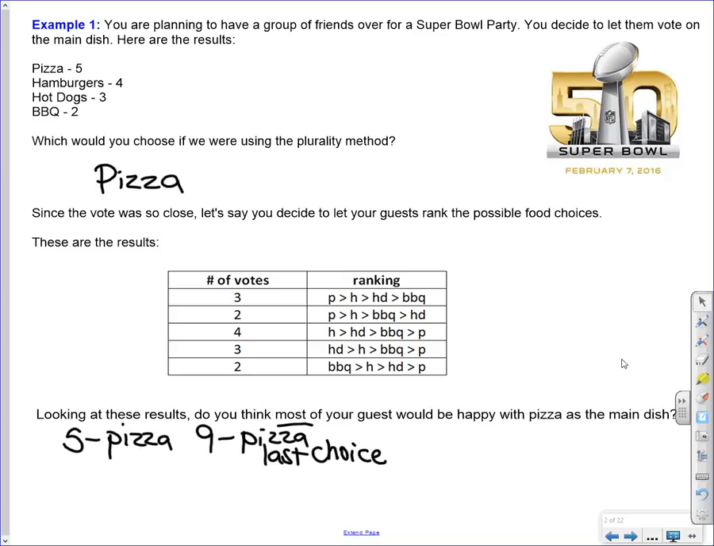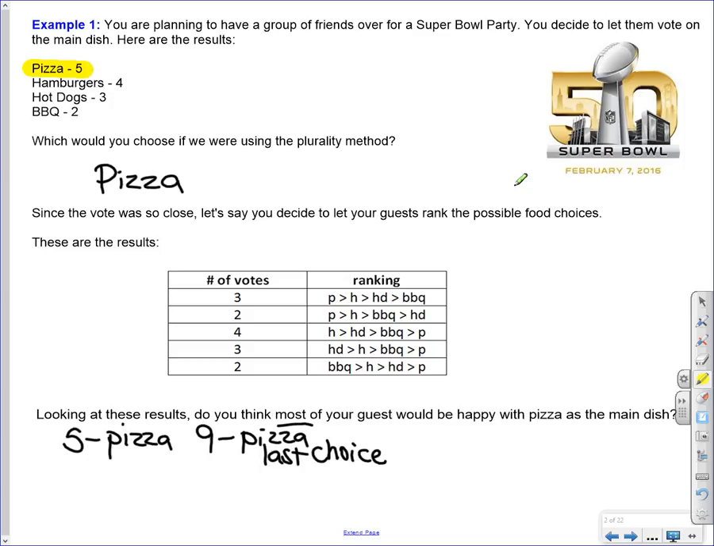Well, we see that, of course, pizza has 5 votes, right? So they would have the plurality of votes, so they are the winner. But you might notice that, yeah, pizza does have 5 votes, but a lot of people voted for something else, right? So it looks like 5 people are going to be happy with pizza, but I wonder if these other people will, right? So since the vote was so close, maybe you decide to say, all right, don't just give me your first choice.